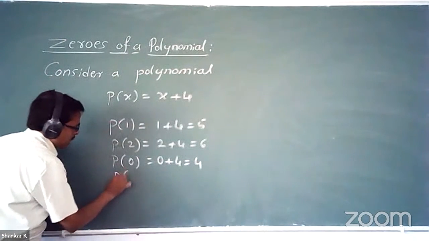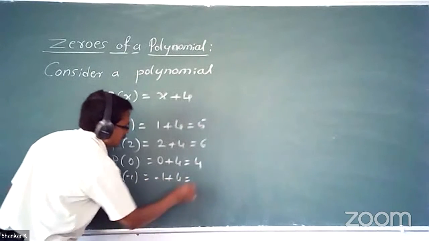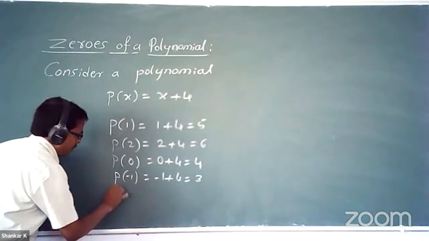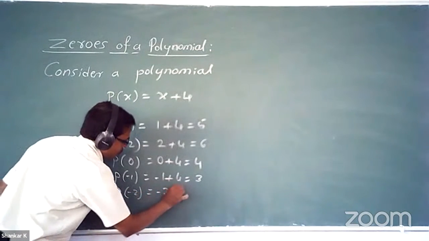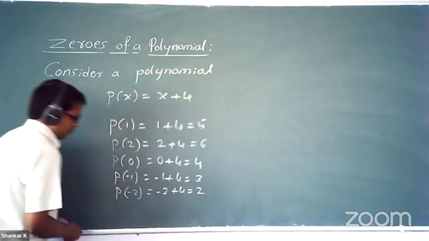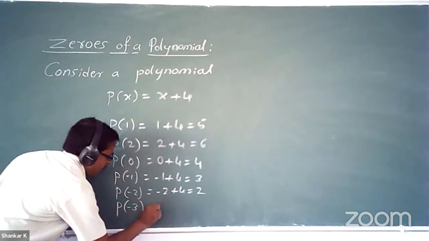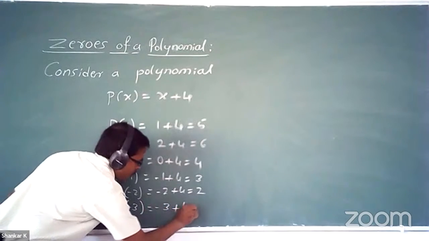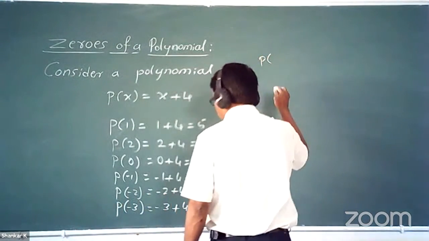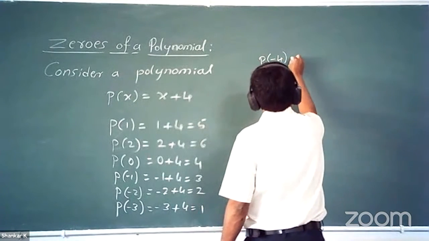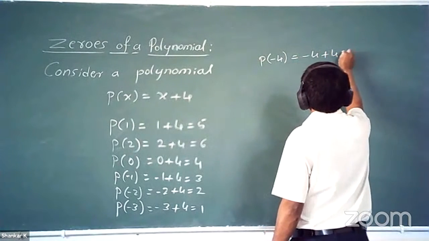What is p of minus 1? It is minus 1 plus 4, it is 3. What is p of minus 2? It is minus 2 plus 4 equal to 2. What is p of minus 3? It is minus 3 plus 4 equal to 1. What is p of minus 4 equal to? It is minus 4 plus 4, it is 0.